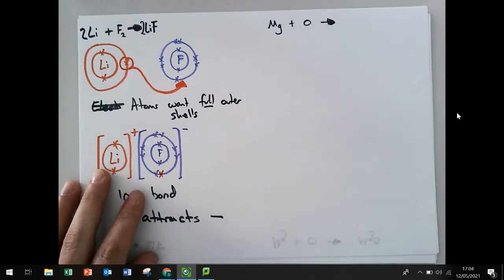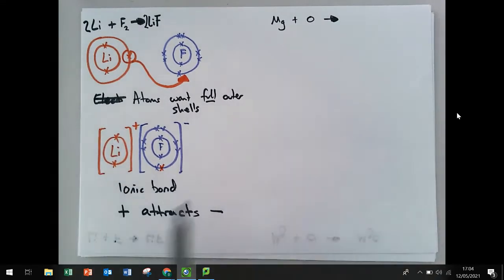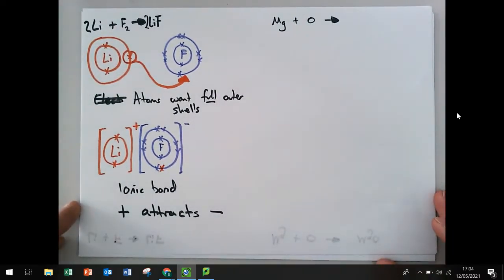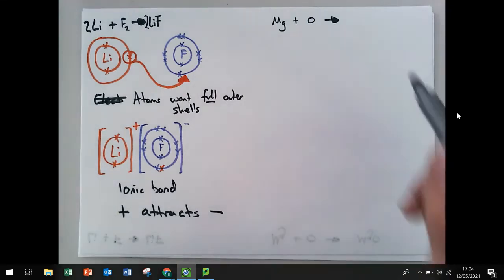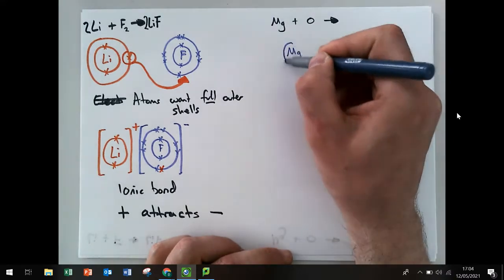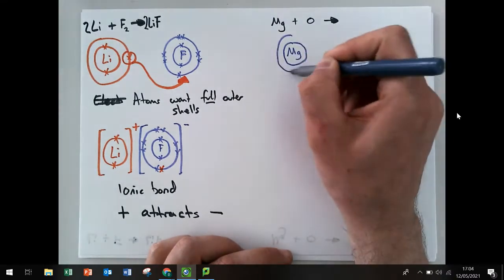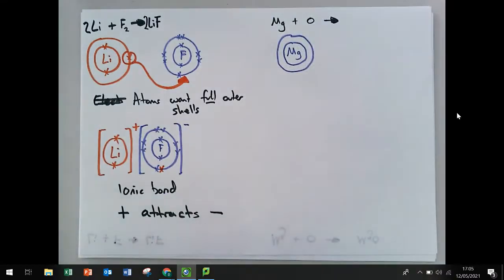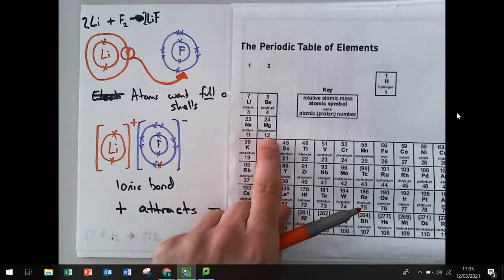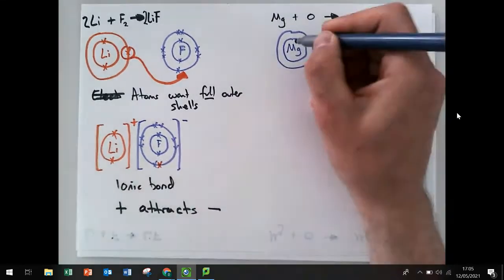So here's a second example, magnesium and oxygen. Pause the video now and try this question in exactly the same way I've done this. So first step we need to draw magnesium and its electron structure. So in order to do that, we need to look at the periodic table. We need to locate magnesium with its 12 electrons, and we need to draw that in.